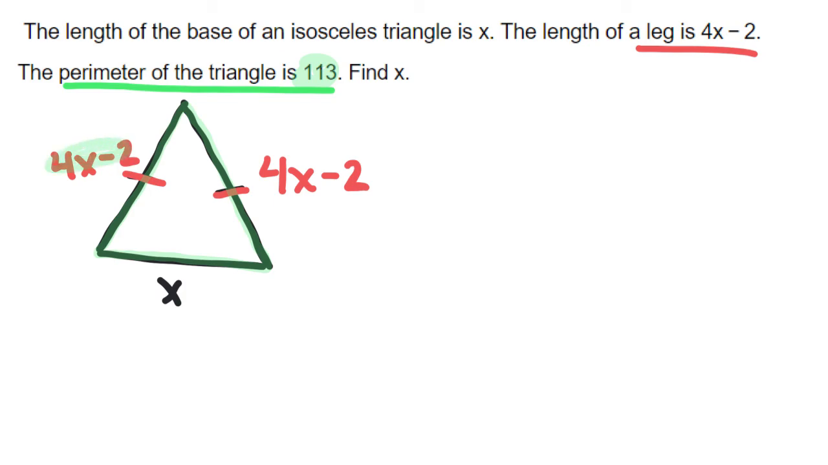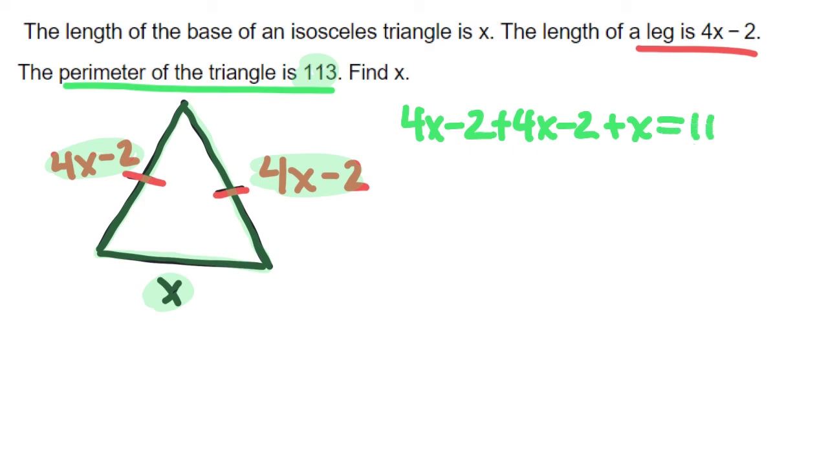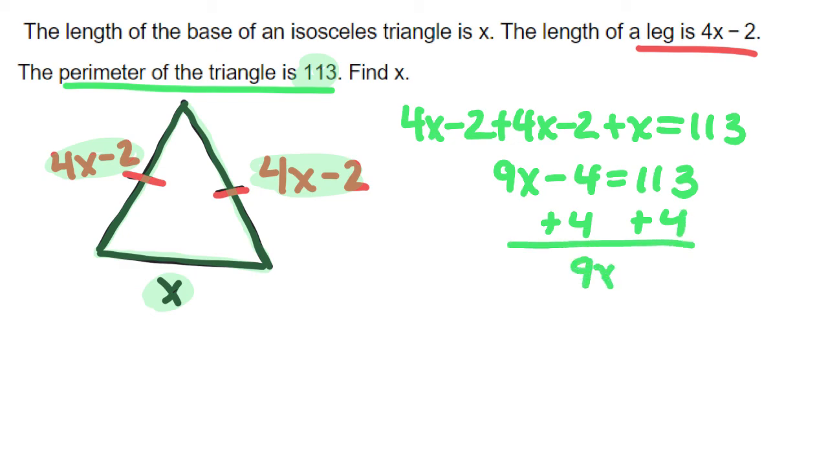So I could use all of my side lengths and add them up to set them equal to 113. So 4x minus 2 plus 4x minus 2 plus x equals 113. So if I solve, I'll have 9x minus 4 is 113. So I'd add 4. So I get 9x equals 117. And then if I divide both sides by 9, this gives me x is equal to 13.